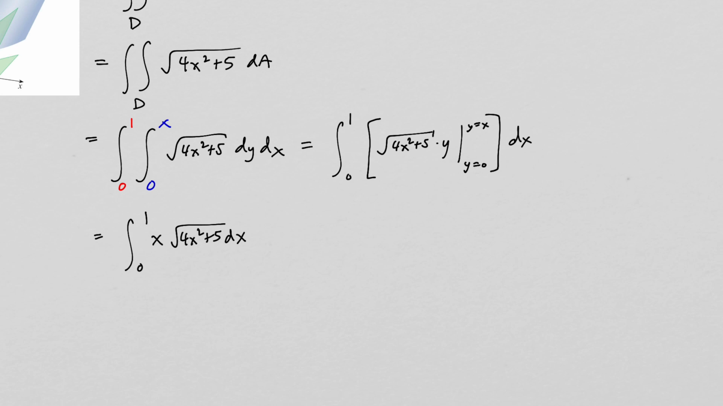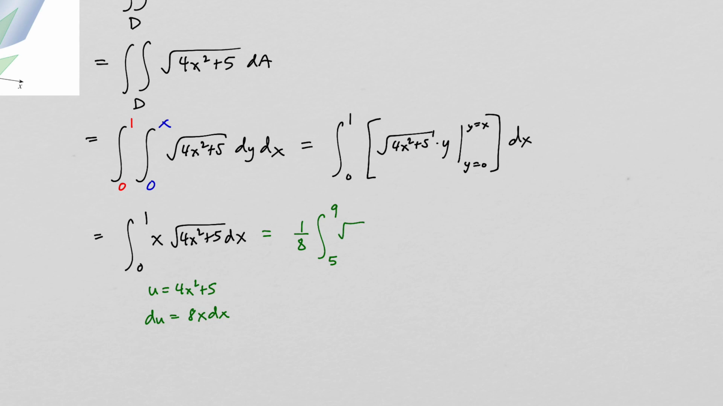And when you plug in 0 for y, you get nothing. And now we have a simple u substitution type of integral. So we can let u be equal to 4x squared plus 5. du is 8x dx, so we can put 1/8 integral. When x is 0, u is 5. When x is 1, u is 9.